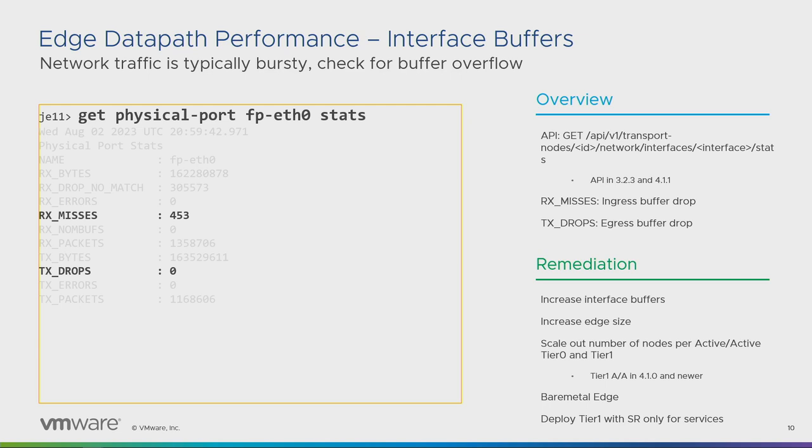And then if your edge is running close to 100% on your cores, right, your packets will be buffered up in the ingress ring buffers. And then if you have enough packets buffered up, then you'll start dropping traffic, okay? The RX misses represent the ingress buffer drops. The TX drops represent the egress, okay?